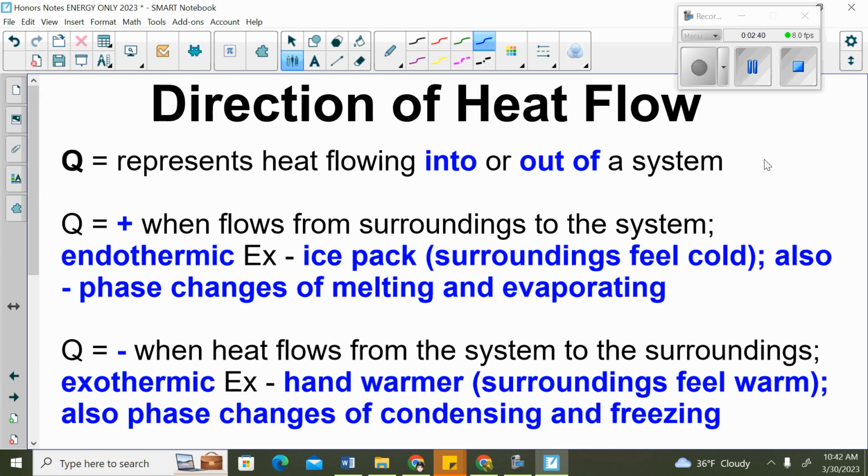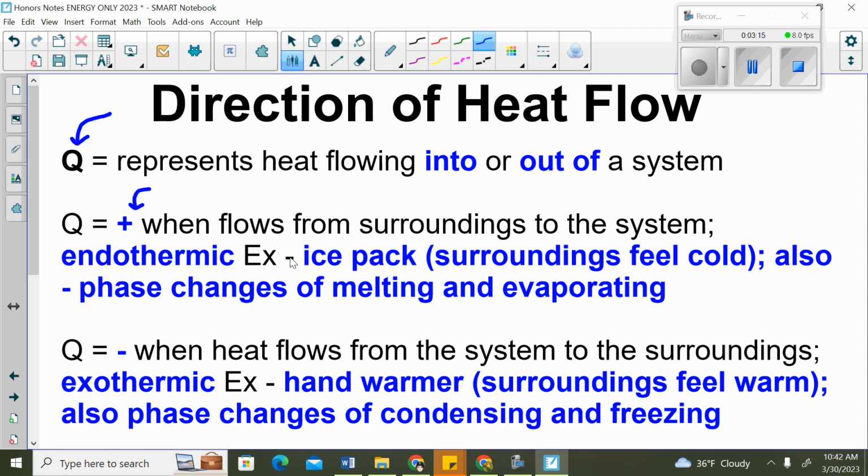All right, so there is a direction of heat flow, right? Our heat flow actually is going to be a calculation, something we can actually calculate using numbers. And there's a new letter for you, it's called Q, probably because a lot of other letters were being used up. So Q represents heat flowing into or out of a system. Now when Q is positive, you can come up with a positive calculation. This is when energy is flowing from the surroundings to the system. And this is called endothermic.